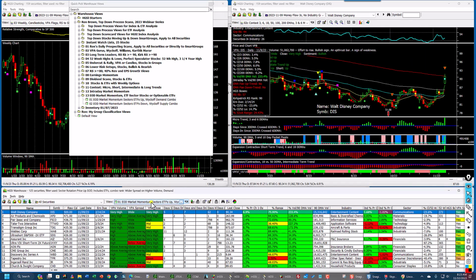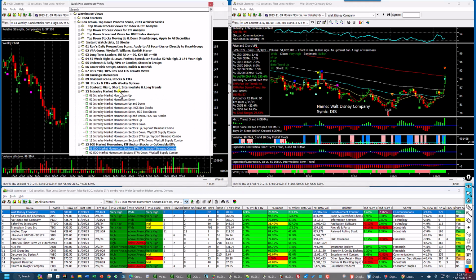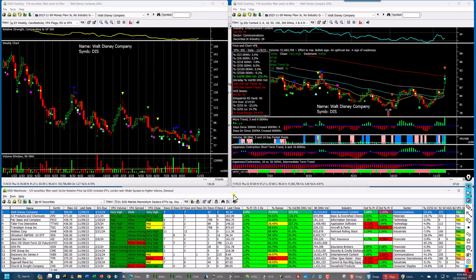After the market opens, I'm going to be moving up into the intraday market momentum. I have several selections here, but I'll be looking primarily at 11 and 12, which are the same scans that I just showed, but these are intraday. So we'll take a look at those once the market gets going.